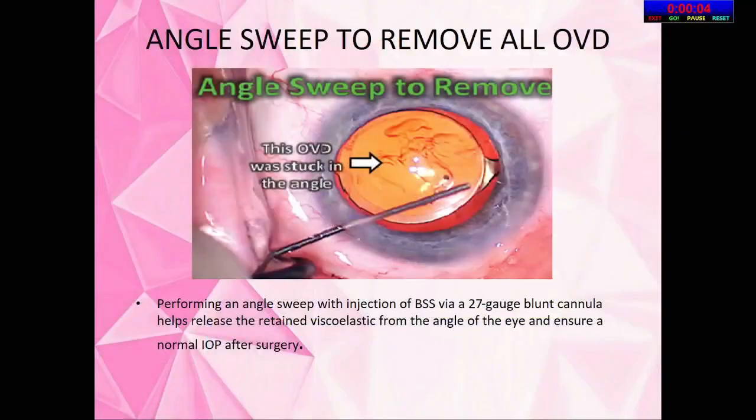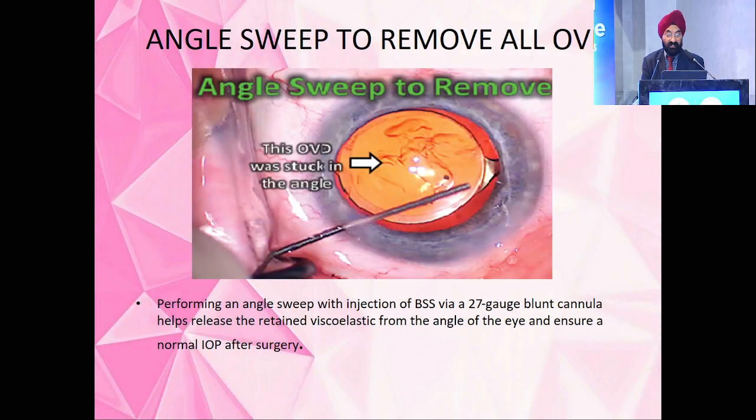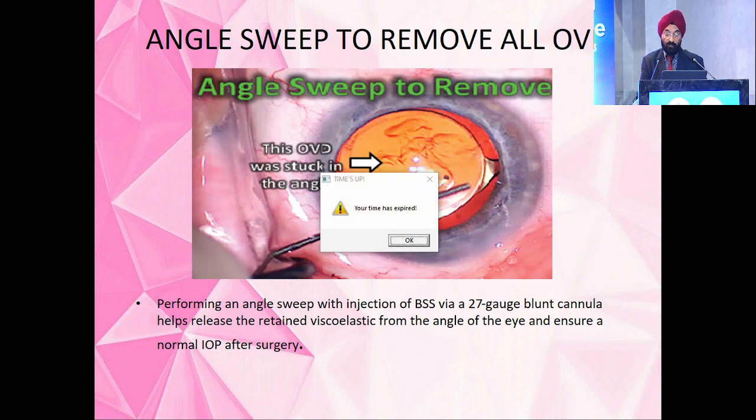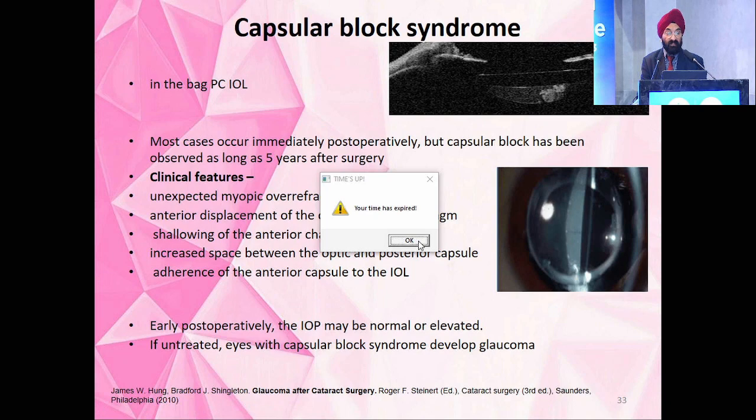Viscosurgical devices have to be completely washed out from the anterior chamber, particularly the dispersive, which is difficult to remove, although cohesive comes out instantly. So a very good technique advocated by Uday Devgan is called angle sweep. Just perform an angle sweep with injection of BSS via a 27 gauge blunt cannula, and this can release the viscoelastic from the angle of the anterior chamber, and then you can easily aspirate it out.